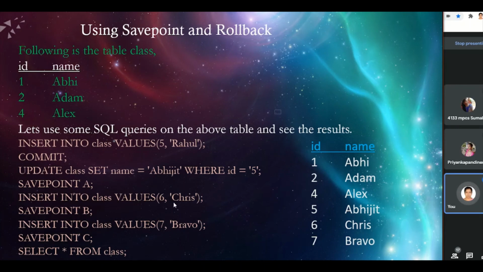Up to now we have record 6. Here we have a new record, 5, that is updated to Abhijit, and next 6 as Chris, it is added. And again I inserted a new value, 7 and Bravo. Now I saved this inserted record as savepoint C. Now I am displaying SELECT * FROM class. It displays that our class table now has six records: 1, 2, 4, 5, 6, 7.